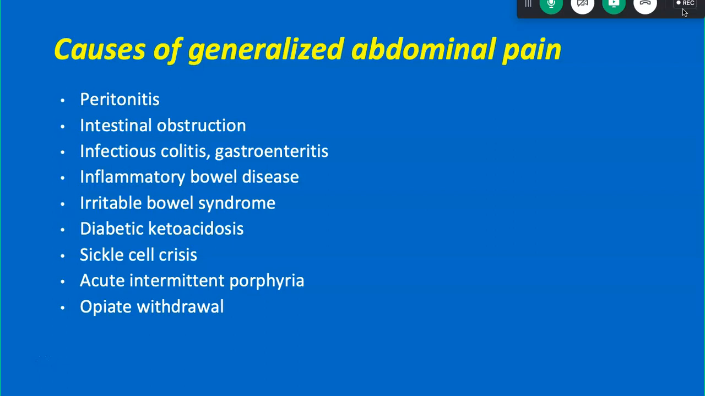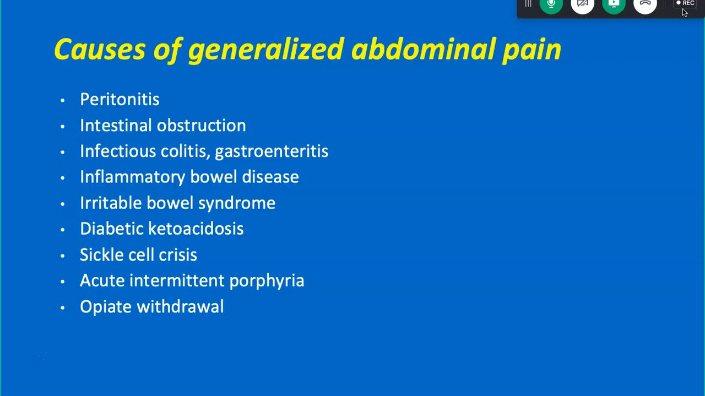So don't assume that this is going to be a definitive distinction, because some of these diseases may present commonly in a generalized fashion, but also might be in a localized fashion. The diseases that often cause generalized abdominal pain may include peritonitis, intestinal obstruction, infectious colitis or gastroenteritis, inflammatory bowel disease, and irritable bowel syndrome.